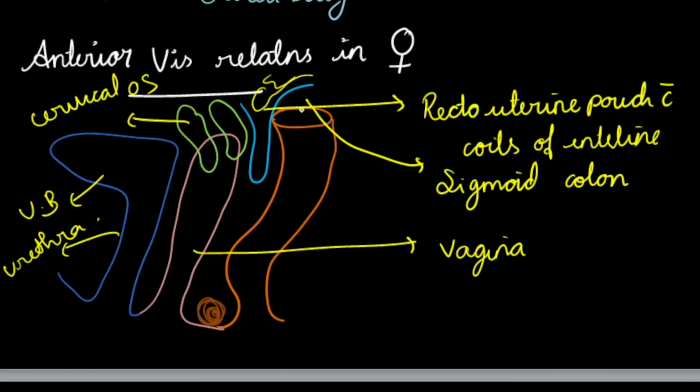In the case of the female, we have the recto-uterine pouch, which separates it from the coils of intestine, and above we have the sigmoid colon. In the lower one third, we have the vaginal portion, and here are the urinary bladder and urethra, which are not connected with the rectum, and this is the cervical arch.